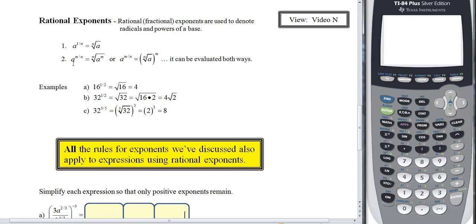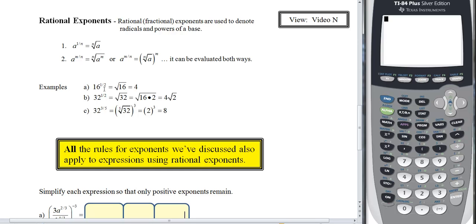In this one, if you have a raised to the m over n, again, the n is the index, and it goes in the little crook of the elbow there, the radical, and a is raised to whatever's in the numerator. Now, it can be written like this or like this. If you're doing it by hand, this particular method is better because you don't have to worry about taking an nth root of a big number.